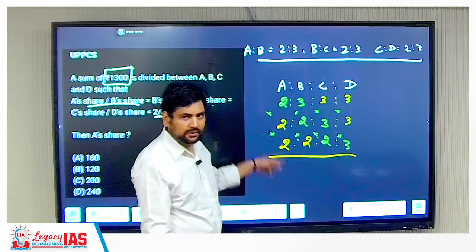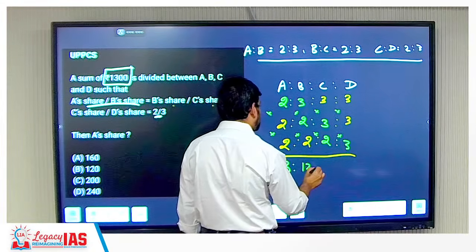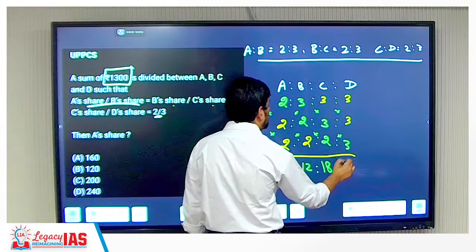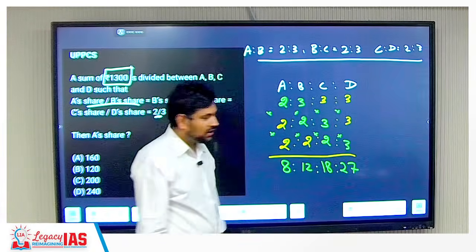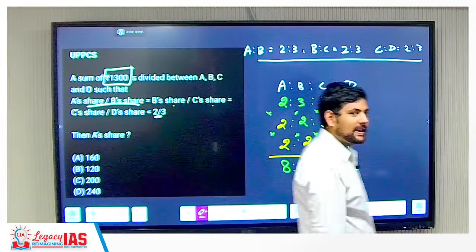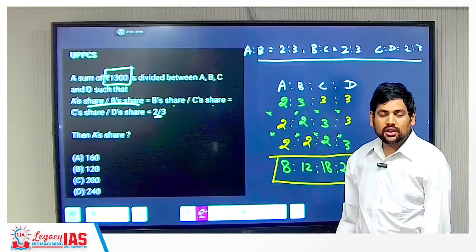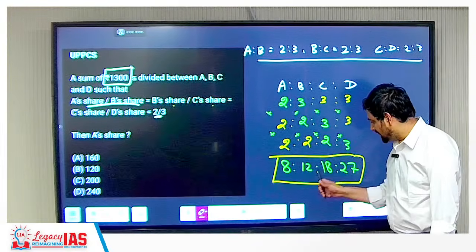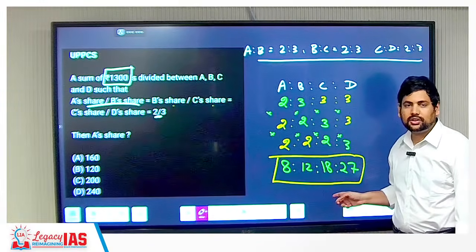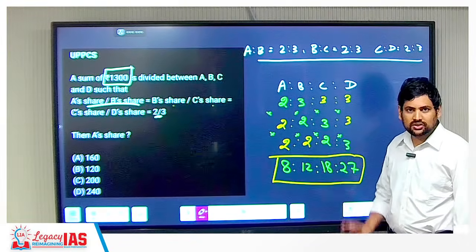So what will it be? 2 2s are 4, 4 2s are 8. Then 2 3s are 6, 6 2s are 12. Then 3 3s are 9, 9 2s are 18. Then 3 3s are 9, 9 3s are 27. Do they have a common factor? No, they do not have any common factor. Why do I say so? Because it must be common in all of them. It is not that I can keep 8 as it is and cancel 3 from three of them. Not possible. It must be common in all of them. There is no such number.